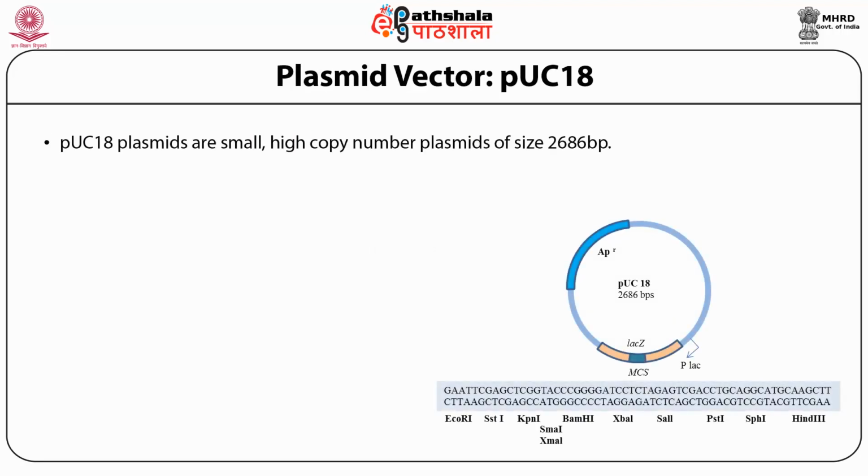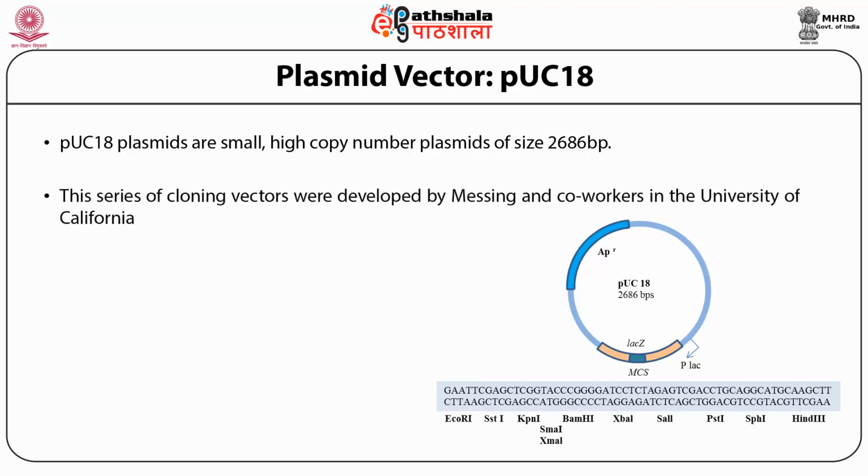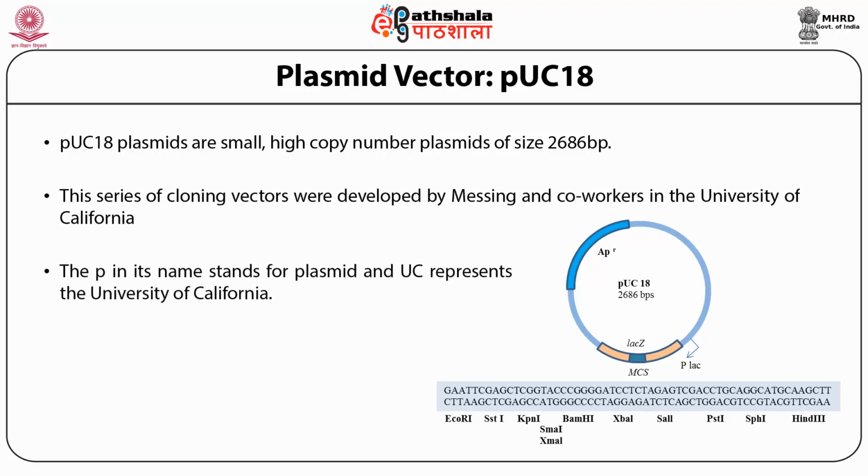pUC18 plasmids are small, high copy number plasmids of size 2686 base pairs. This series of cloning vectors was developed by Messing and co-workers at the University of California. The p in its name stands for plasmid and UC represents the University of California. In the diagram, one can see the various restriction sites in the MCS, multiple cloning site region, the antibiotic resistance gene for ampicillin, and the lac operon region.